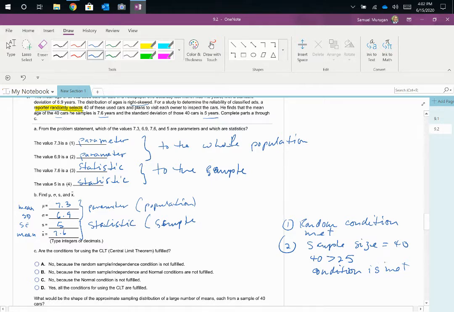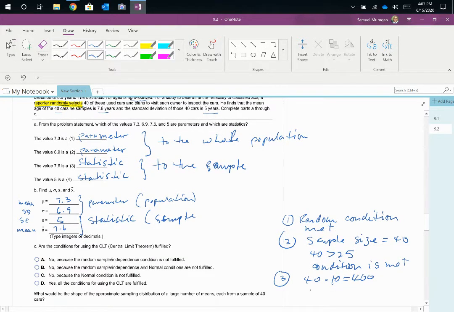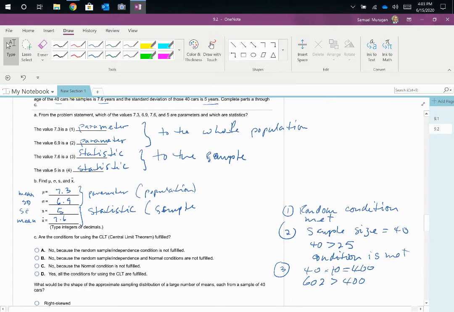And thirdly, we want to look at the large population. So 40 times 10 is equal to 400. And we're given the actual population is 602. So 400 is greater than 602. I'm sorry, 602 is greater than 400. So the large population condition is met.